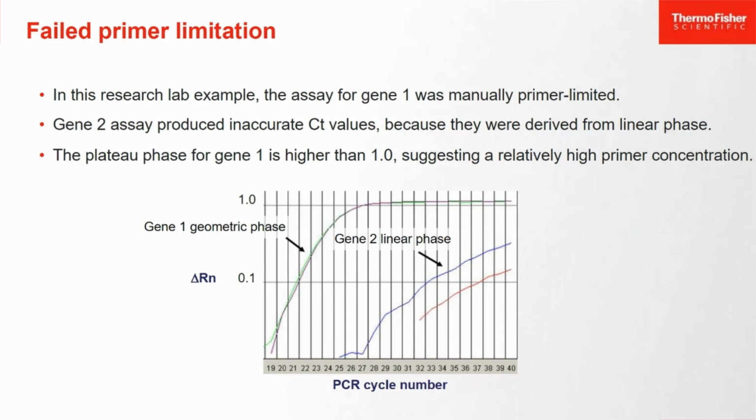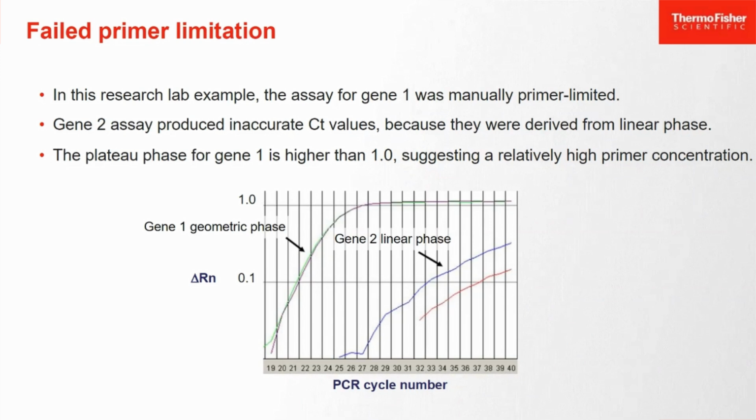So I want to show a real-life customer example of a failed primer limitation experiment. It's a duplex. We have, I'll call it gene 1 and gene 2. There was a manual primer titration experiment that was done. In the initial tests, there were concerns that the data was not accurate. That is, the gene 2 data points were not accurate. And we can see why in this amplification plot. Gene 1 is producing a very robust geometric phase. That looks fine. But notice gene 2, those lines are not parallel with gene 1. What we're seeing is linear phase data with gene 2. So that explains why it's inaccurate.